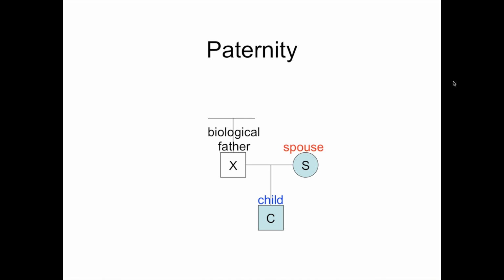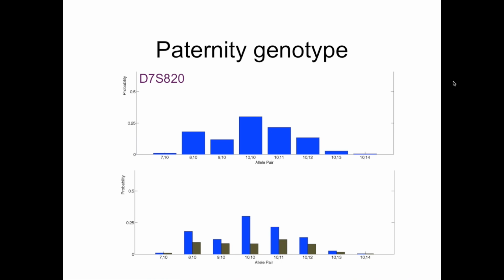So doing this on some actual data on the 13 core CODIS loci, looking at D7, this is one locus where in the top half we're showing the paternity genotype for individual X.